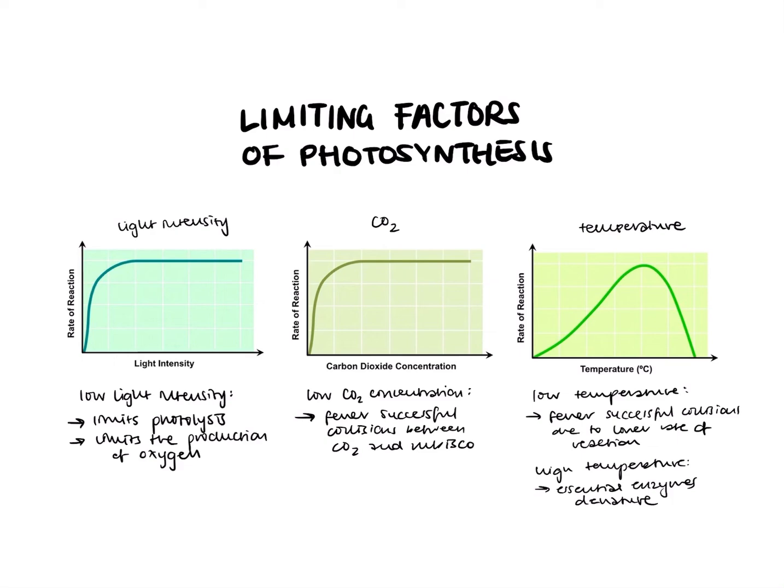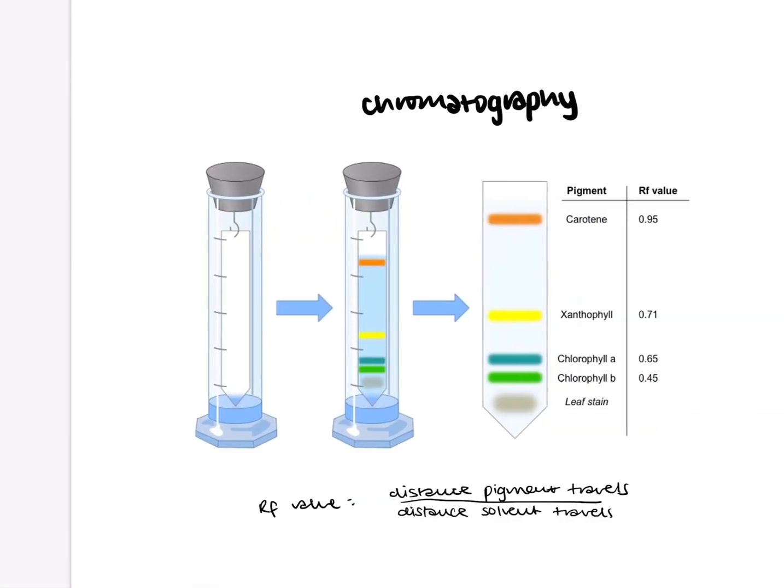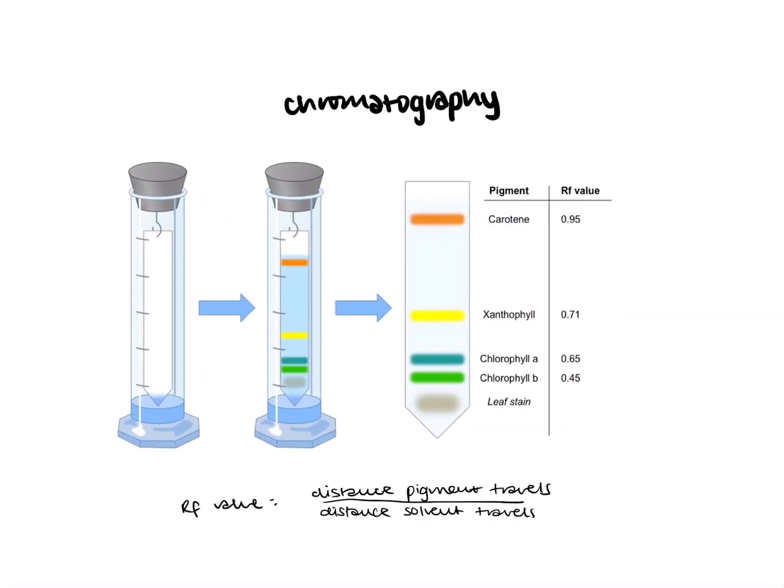That's pretty much it for limiting factors. So moving on to chromatography. Chromatography is an experimental technique where mixtures made up of pigments can be separated. In plants you have pigments including chlorophylls, xanthophylls, and carotenes. However, chromatography can also be done on ink, for example, as different inks are made up of different pigments, and this will separate it.